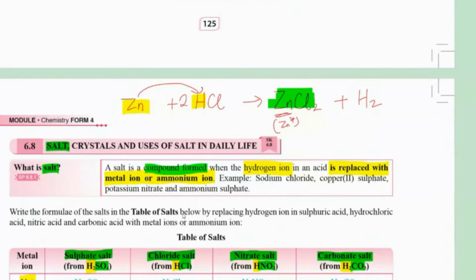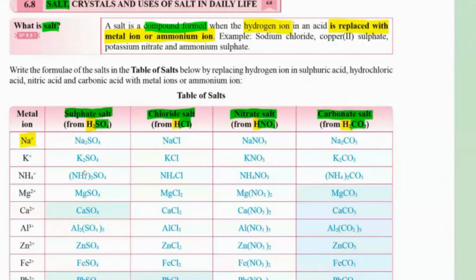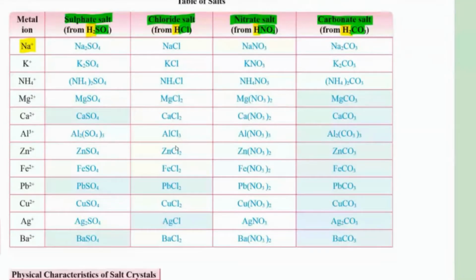Okay, now we check all the formulas. Okay, so for the sodium, it's done already. Okay, now you check for potassium. Can you see it? Can you see the formula? Okay, no? Okay, you check one by one. Okay, potassium. So potassium sulfate, chloride, nitrate, carbonate. Okay. Now ammonium. Okay. See?